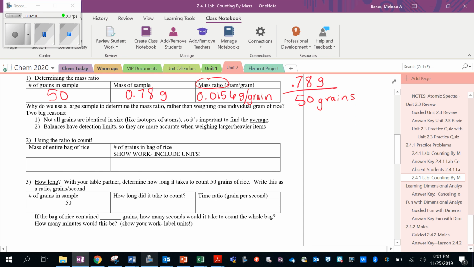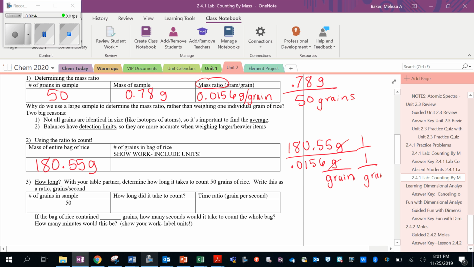So then weigh the entire bag of rice and subtract the 2.5 grams. Let's just say your bag of rice weighed 180.55 grams. Well, how do you figure out now how many grains of rice are in that bag? You know the total bag weighs 180.55 grams, and you know that each single grain of rice weighs 0.0156 grams per grain. The way that these units work is grams cancel out, so you've got 1 over grains, which means grains flips to the top, and this comes out to be over 11,000 grains of rice.